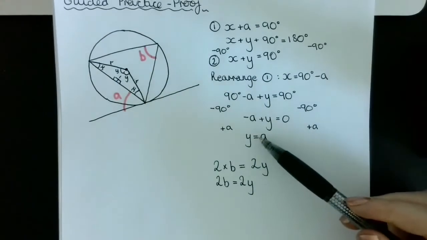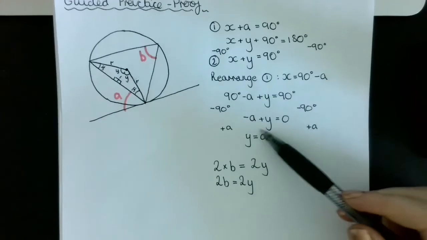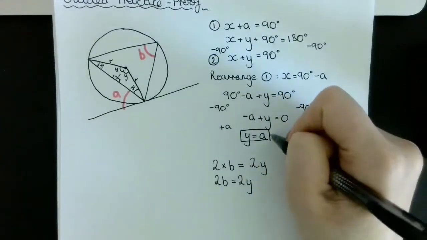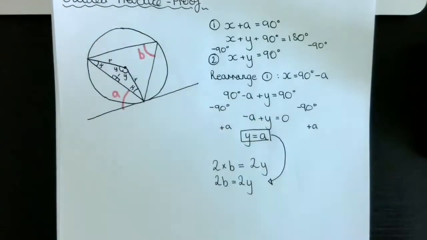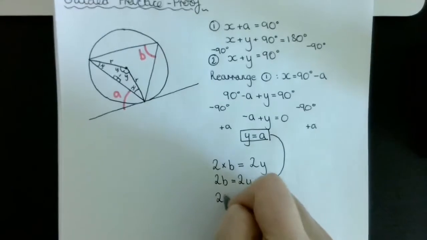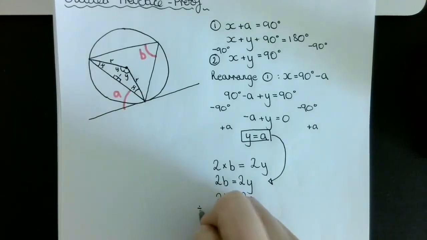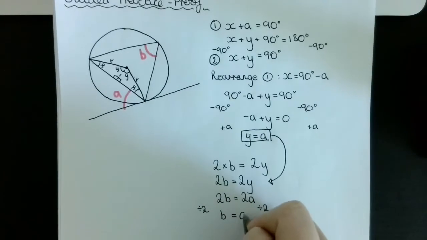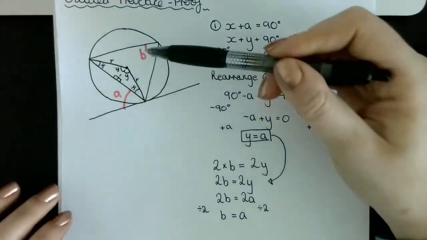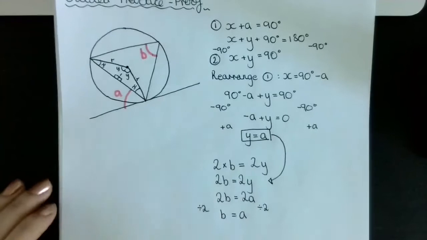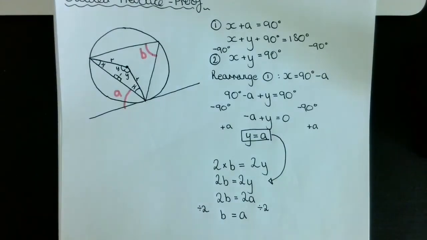We've just found out that Y equals A, so if I substitute Y equals A into this equation here, I get that 2B equals 2A, and if I divide both sides by 2, I get that B is equal to A. So these two angles are equal. Make sure you get this proof written down. We're going to now move on to our I do, you do task.